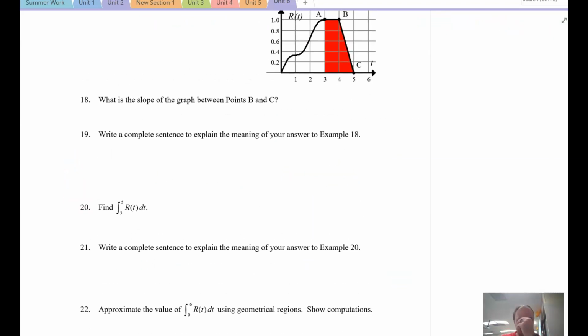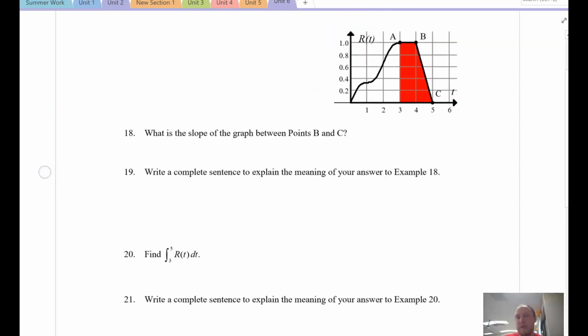Okay, question number 18. It says, what is the slope of the graph between B and C? So here is B, here is C, and we can calculate slope, right? That's rise over run. So I go down 1, 2, 3, 4, 5 units. Okay, so down 5 units, and then I run over 1. Now, be careful. Although I'm going down 5 units, how much did I actually go down in terms of the context of the problem? Well, up here, this is 1 inch, right? Each unit is 0.2 of an inch. So really, our slope is -1 over 1. So our slope is -1.